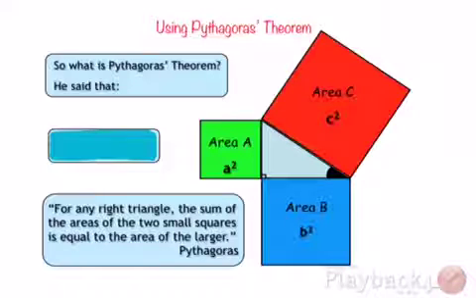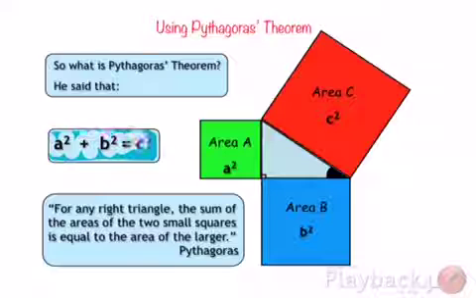So the first thing we met when we were looking at right angle triangles was Pythagoras' theorem, and that just said that a squared plus b squared was equal to c squared, and c squared being the square of the long side, and the long side was the hypotenuse. So we need to remember that a squared plus b squared is equal to c squared.